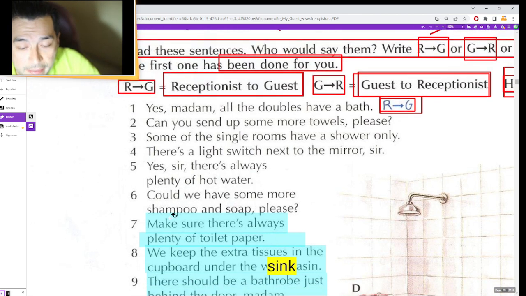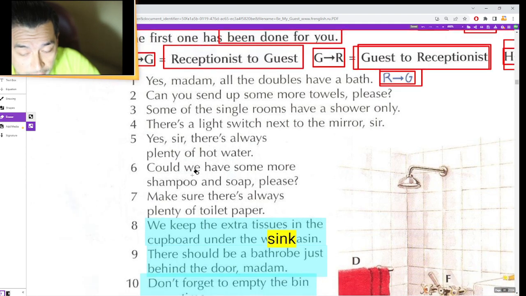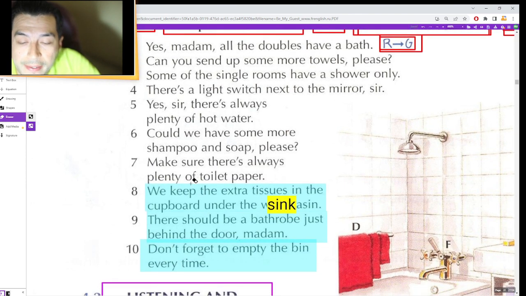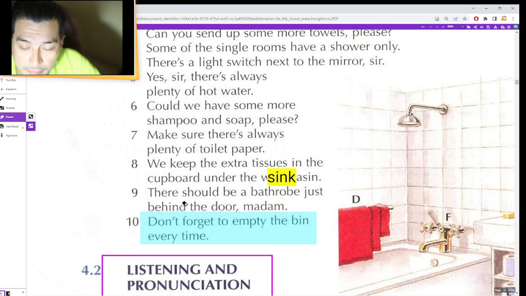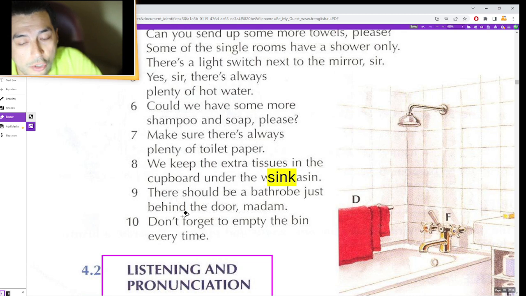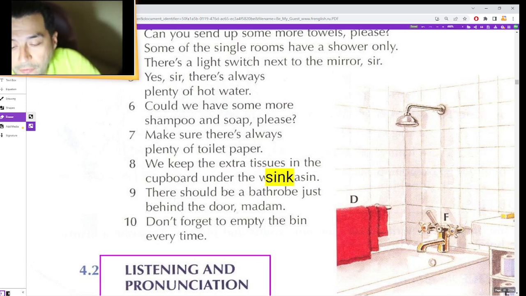Number seven. Make sure there's always plenty of toilet paper. Number eight, we keep the extra tissues in the cupboard under the sink. Number nine, there should be a bathrobe just behind the door, ma'am. And number 10, don't forget to empty the bin every time.